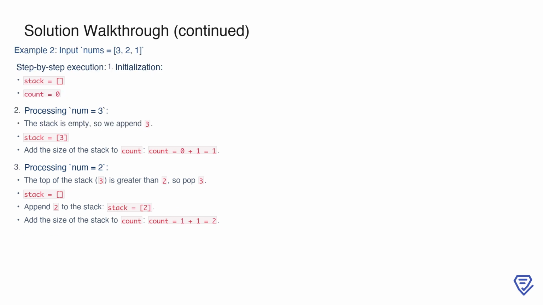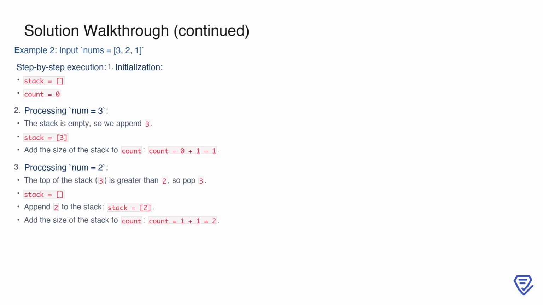In the second example, the input array is nums equals 3, 2, 1. We start by initializing an empty stack and setting the count to 0. First, we process 3. Since the stack is empty, we append 3 to it, resulting in a stack of 3. The size of the stack, 1, is added to our count, making the count 1.